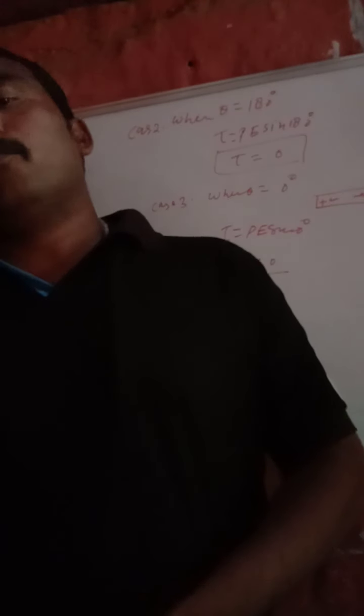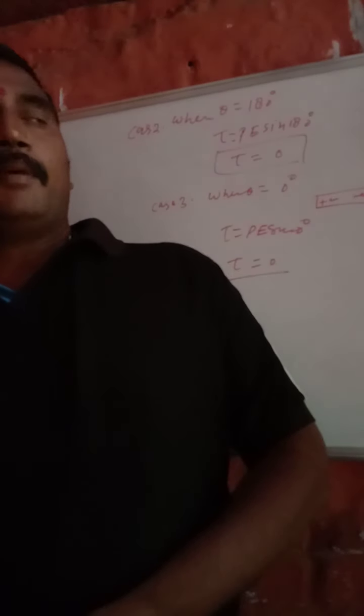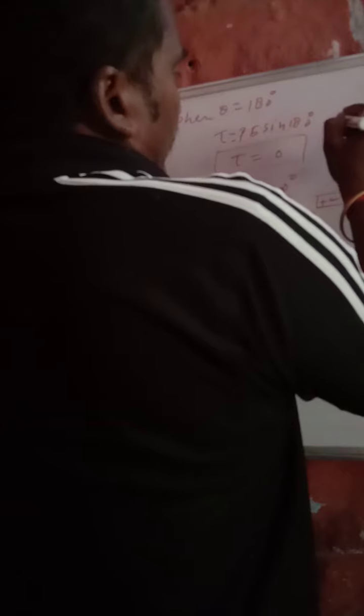It is also 0. We observe that in cases 2 and 3 the value is 0, but in case 1, when theta is 90, its value is maximum. In case 2, if theta is 180, then the electric dipole moment moves in the opposite direction of the electric field.